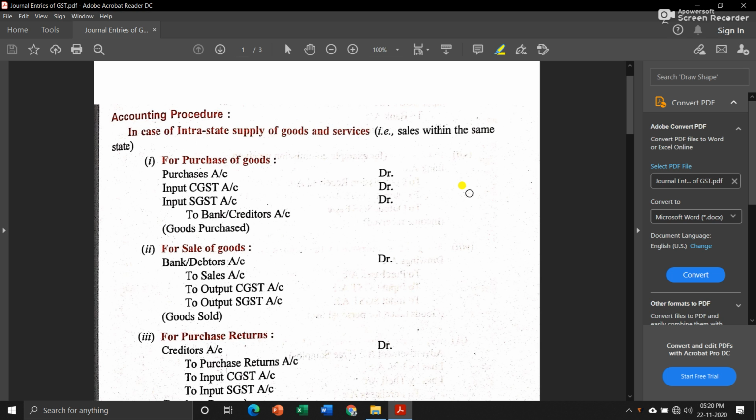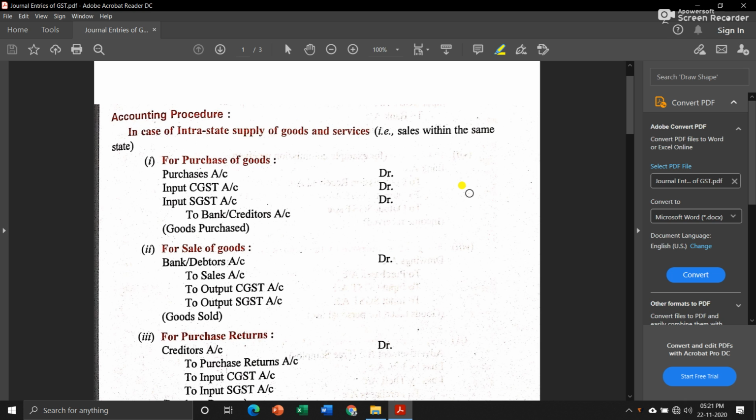So in GST you have to do nothing but see how much GST you have collected, how much you have paid, and if there is any extra in your hand, then you have to pay it back to the government. And for doing this, we have to pass journal entries for various GST. Now let us see at what time we have to pass journal entries related to GST.